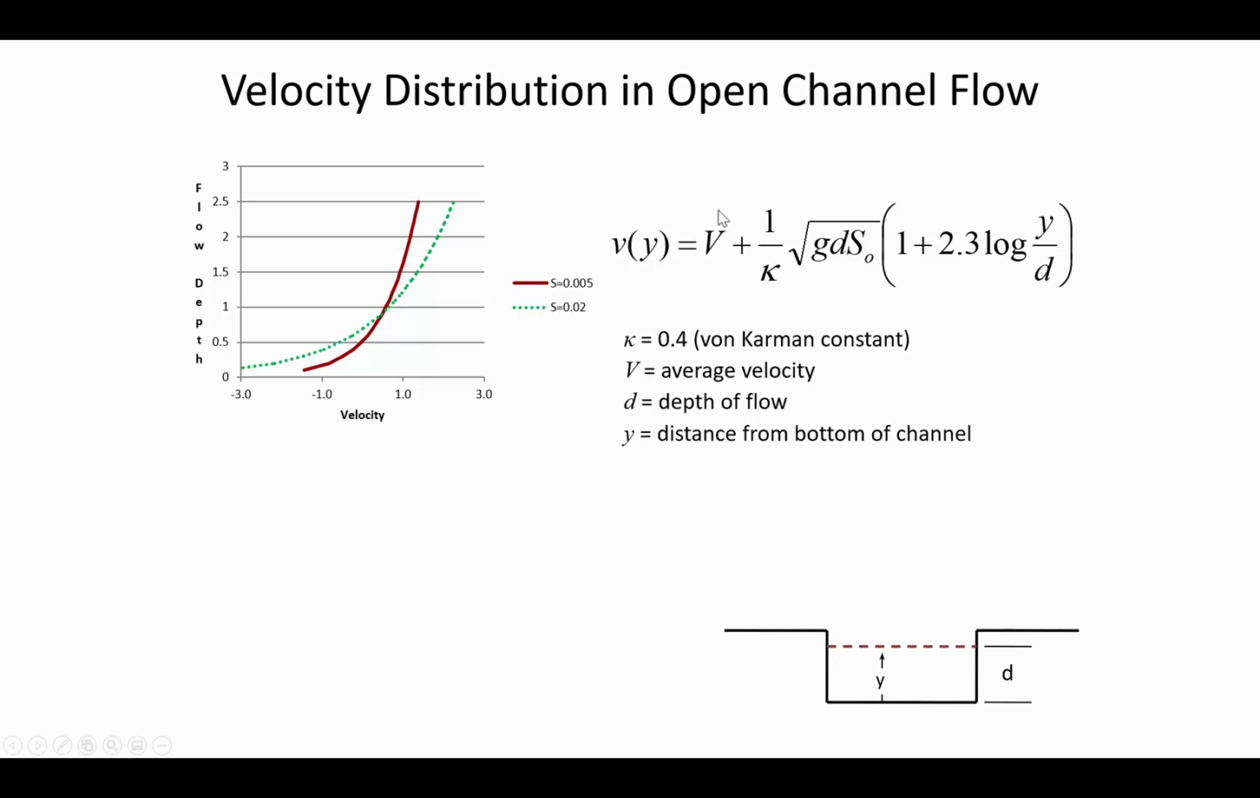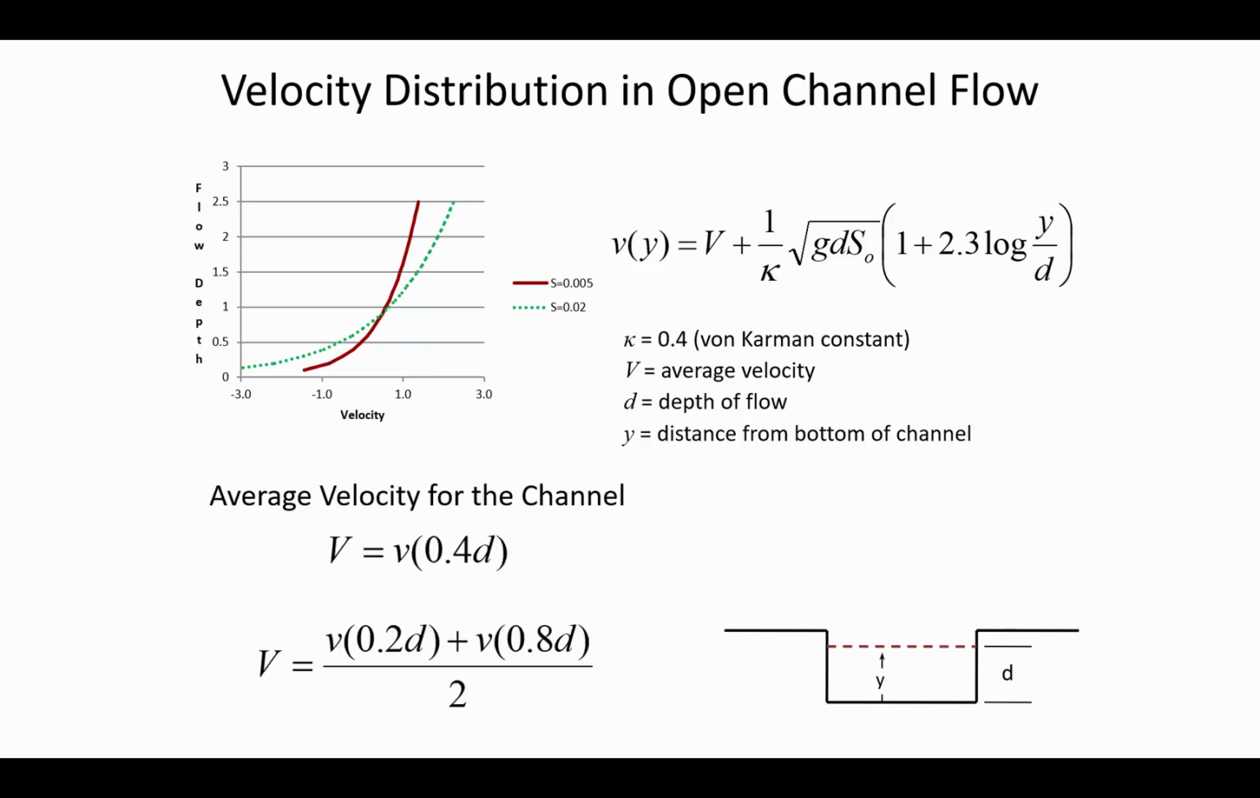You can know the average velocity, which you get from Q divided by area. But if you want to know the velocity at a certain location, how far from the bottom of the channel you are, then you can use this as a means of estimating that. And there are simpler approaches.